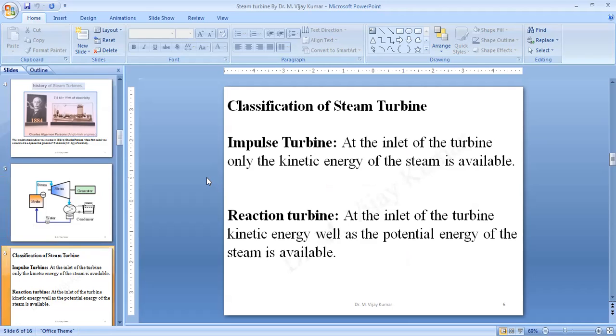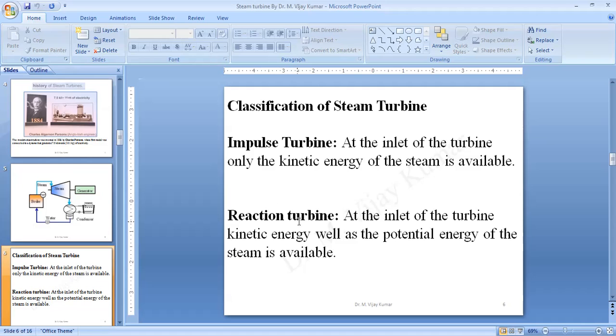Right. The classification of steam turbines. Most steam turbines are classified into two types: one is the impulse turbine, another is the reaction turbine. Based on this, the steam turbines are categorized. What does the impulse turbine mean? At the inlet of the turbine, only the kinetic energy of the steam will be available. There will be no potential energy, only kinetic energy, for the impulse turbine.